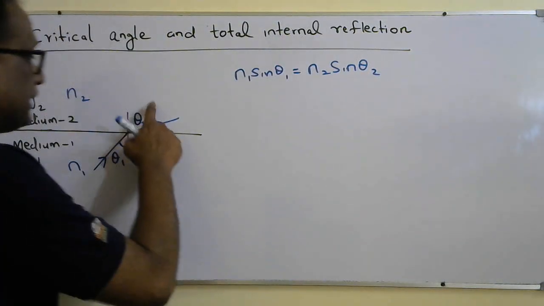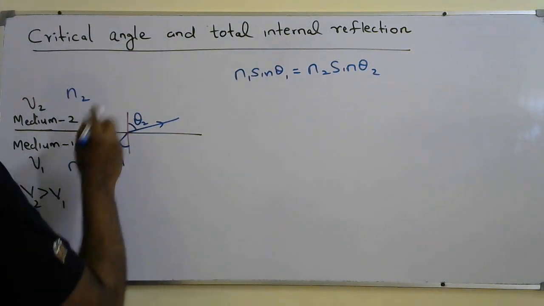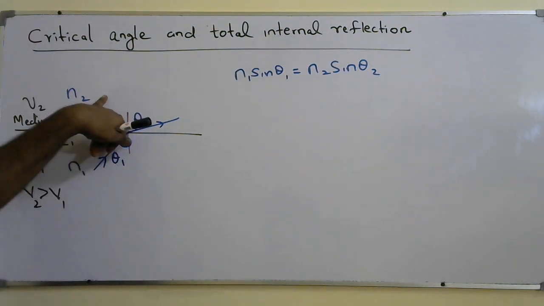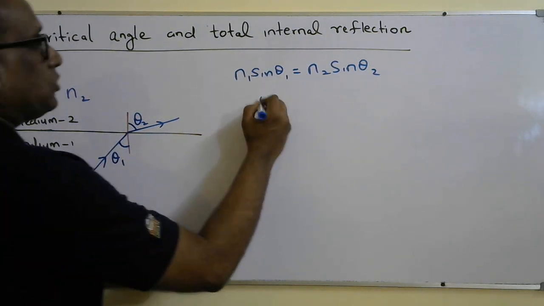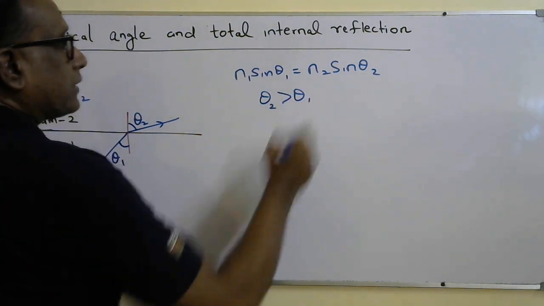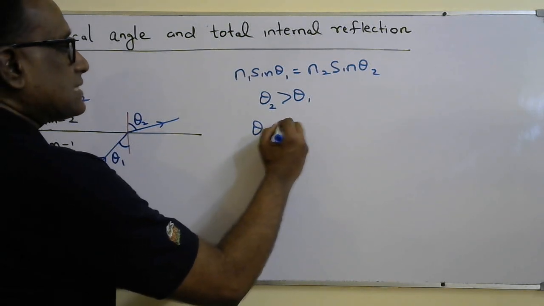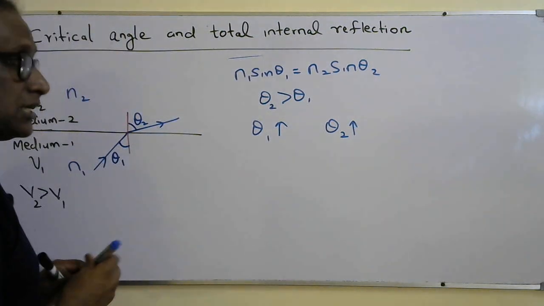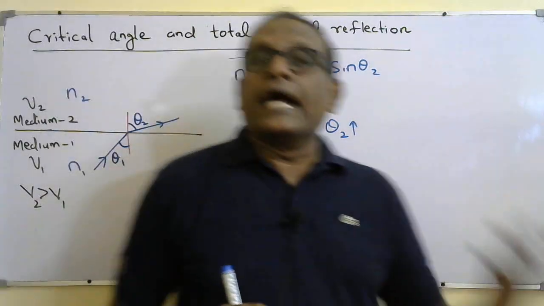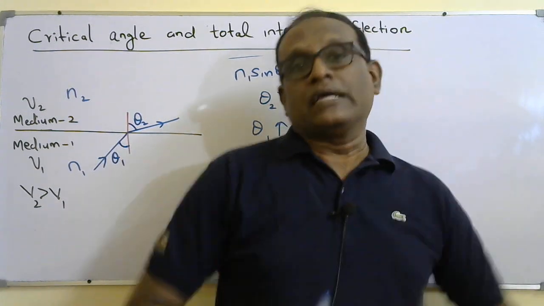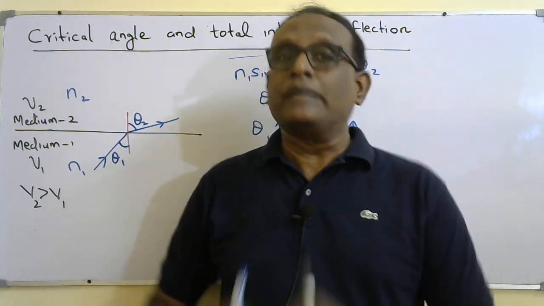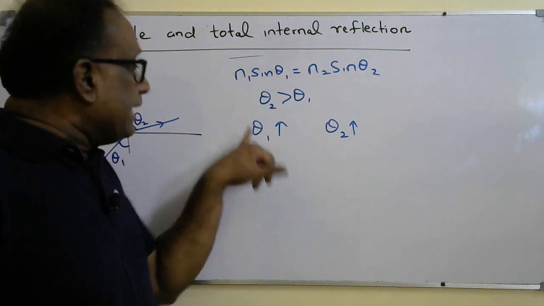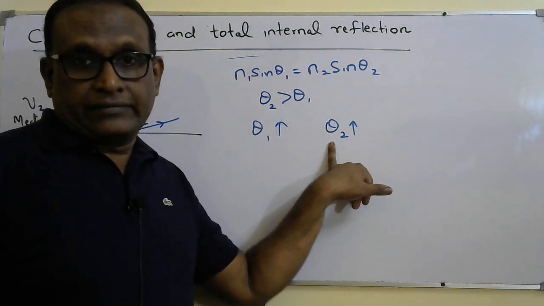But already theta 2 is greater than theta 1. Here we know this is optically more denser medium. This is less denser medium. So we know that theta 2 is greater than theta 1. When theta 1 increases, theta 2 also will increase to satisfy this equation. So, which angle will become 90 degrees first? Theta 2 will become 90 degrees before theta 1 becomes 90 degrees, because already theta 2 is larger than theta 1. When theta 1 increases, theta 2 also will increase.